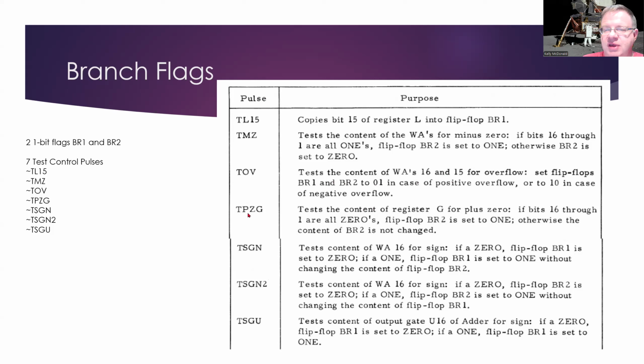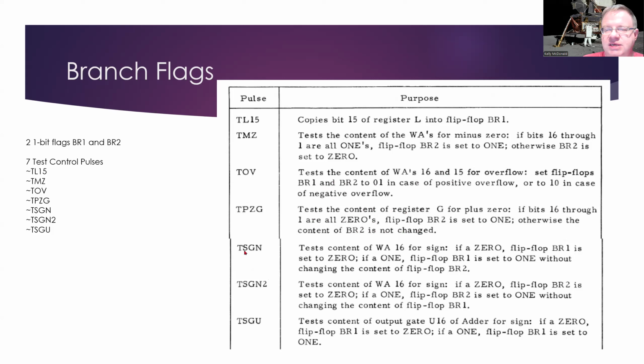We have this TPZG, which is test the contents of G for +0. So basically, if bit 16 through 1, so all of them are 0, then we set flip-flop BR to 1. Otherwise, the contents of BR2 is not changed, so we won't change it if we don't have to.